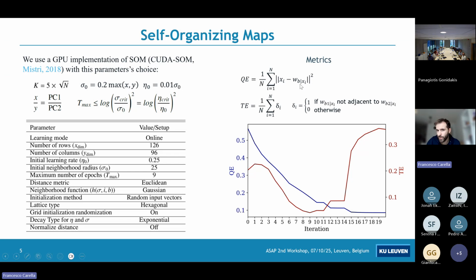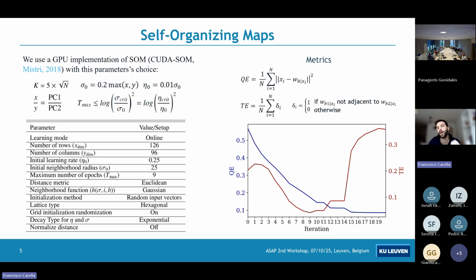So the metrics that we used are the quantization error, which is a measure of how well your data is represented in the map, and the topographic error, which tells you how topographically correct your map is with respect to the data. The quantization error is more or less intuitive. The topographic error is less intuitive.